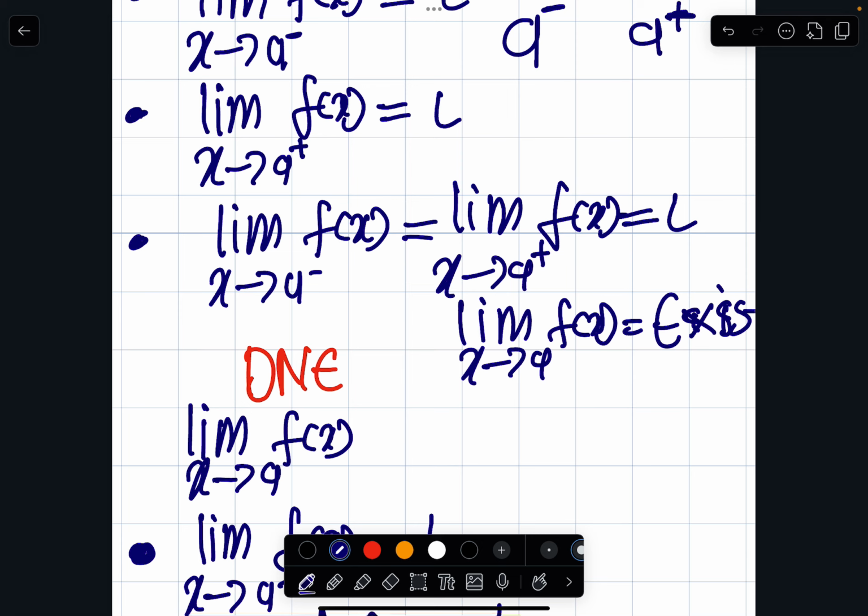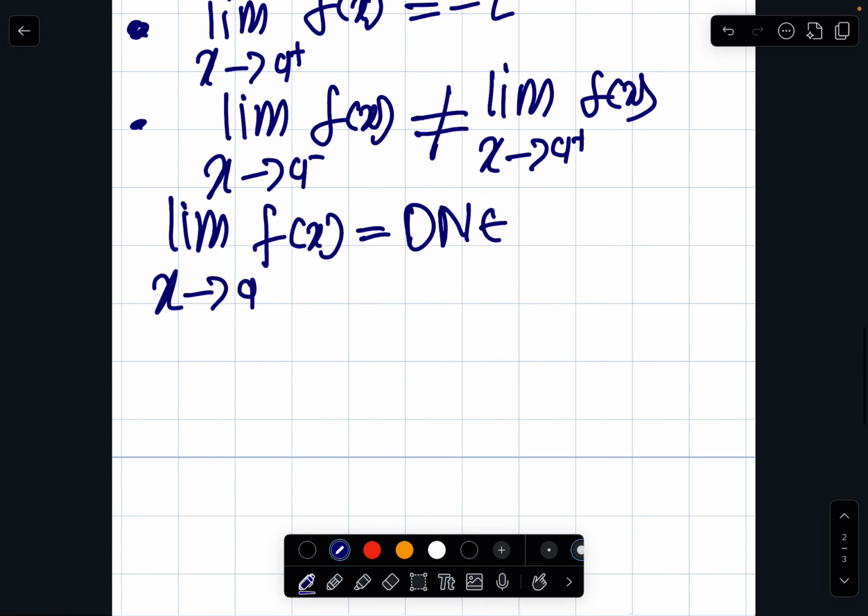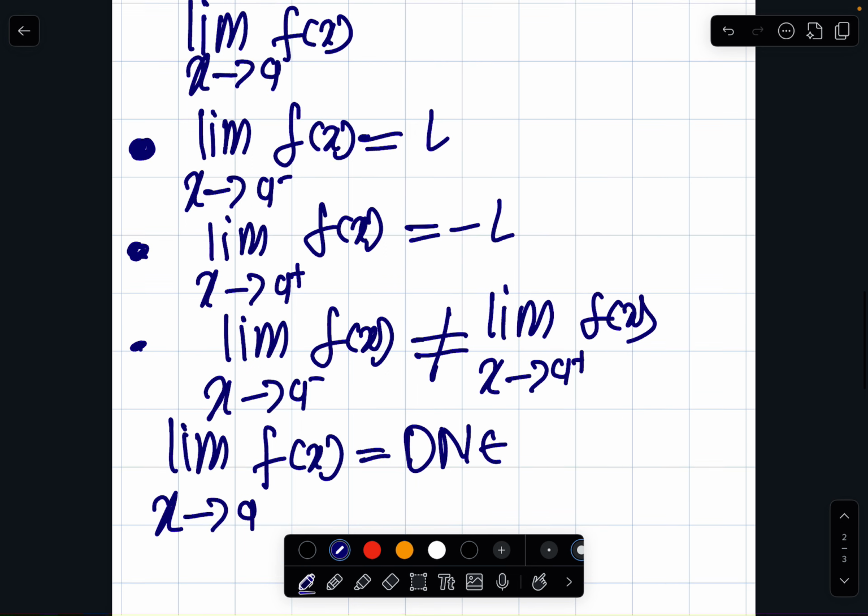Exist, understand, is a certain value, any real number, understand. This is when you can say the limit does not exist. Don't forget, don't just write this part.